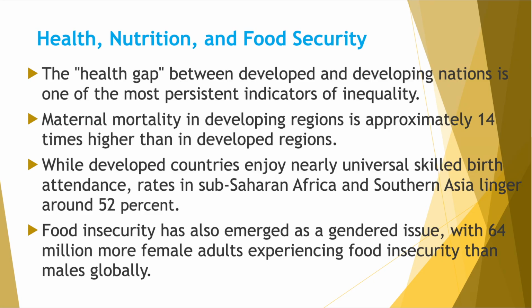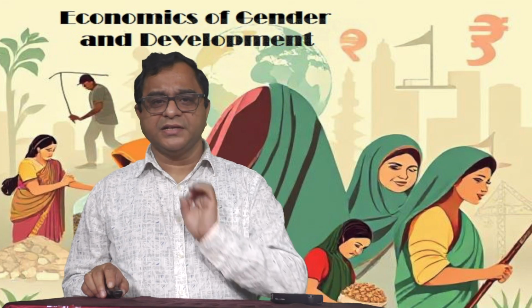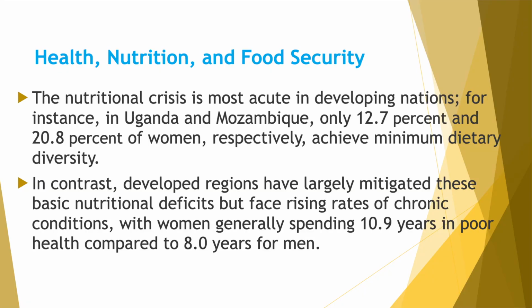And food insecurity has also emerged as a gendered issue, with 64 million more female adults experiencing food insecurity than males globally. The nutritional crisis is also most acute in developing nations. For instance, in Uganda and Mozambique, only 12.7% and 20.8% of women respectively achieve minimum dietary diversity. And in contrast, developed regions have largely mitigated these basic nutritional deficits but face rising rates of chronic conditions, with women generally spending 10.9 years in poor health compared to 8 years for men.